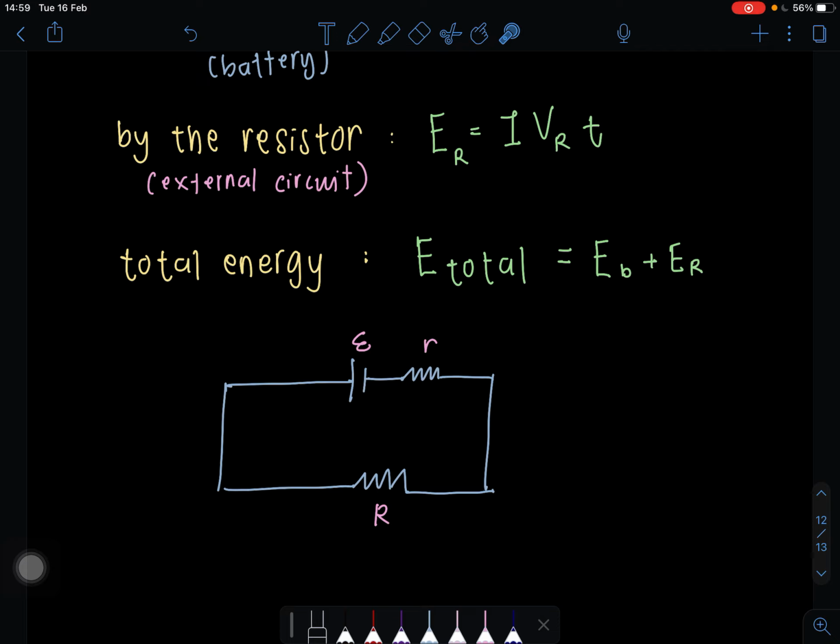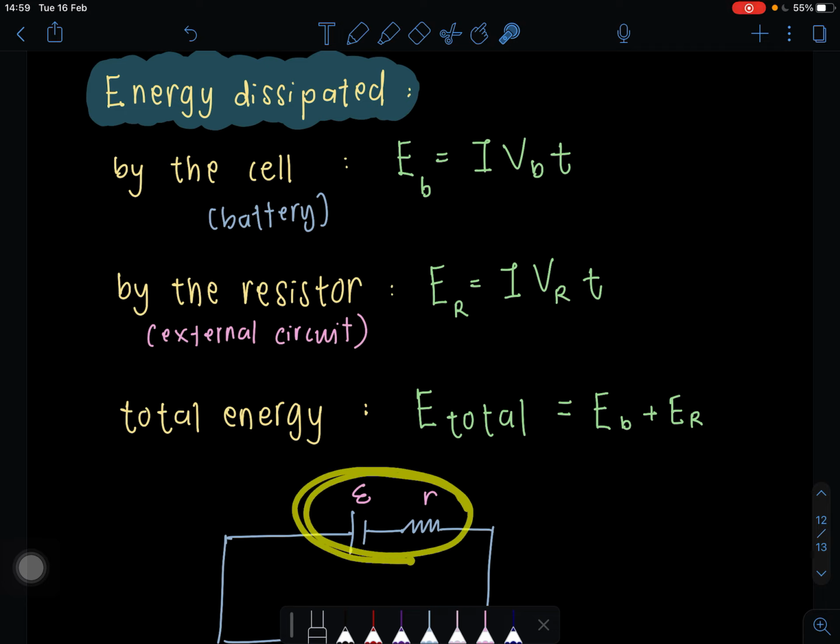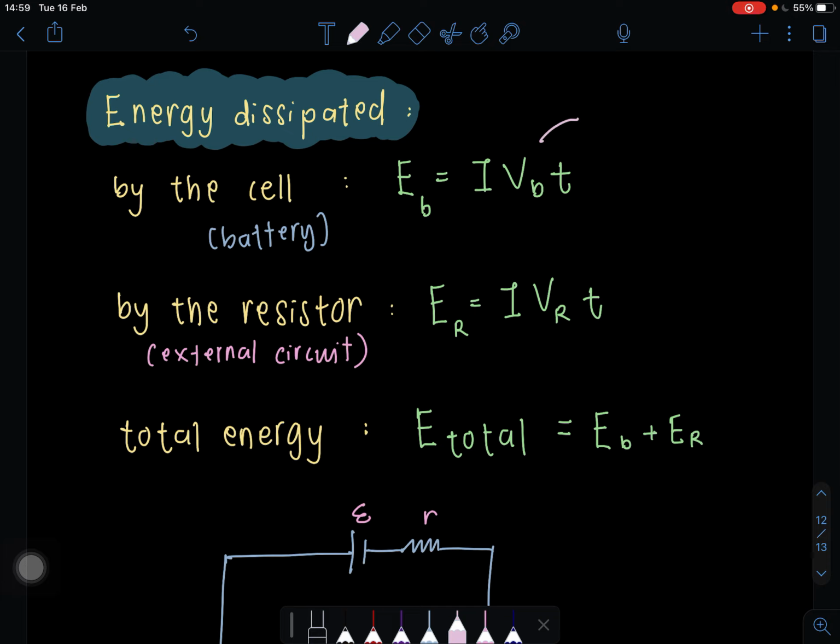Okay. Now, if the question asks, what is the energy dissipated by the cell? Which means by the battery. It means we want to calculate the energy here only, at the battery area. So it will be equal to I times the voltage loss in the battery times the time. So I will be the same because it is a series circuit. But VB here will be equal to the voltage loss in the battery, which is equal to I times the internal resistance.